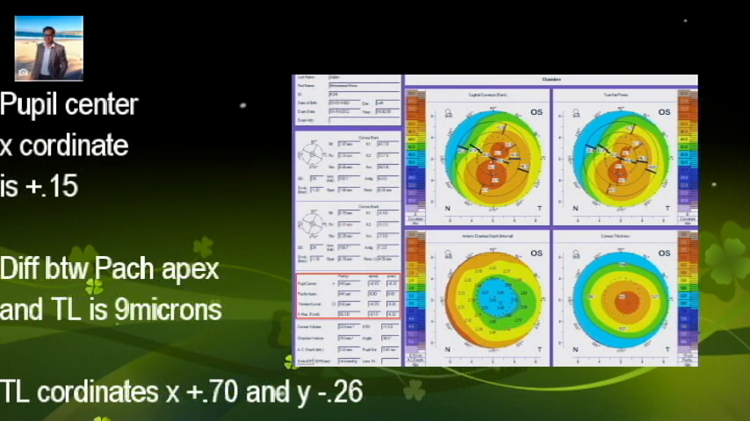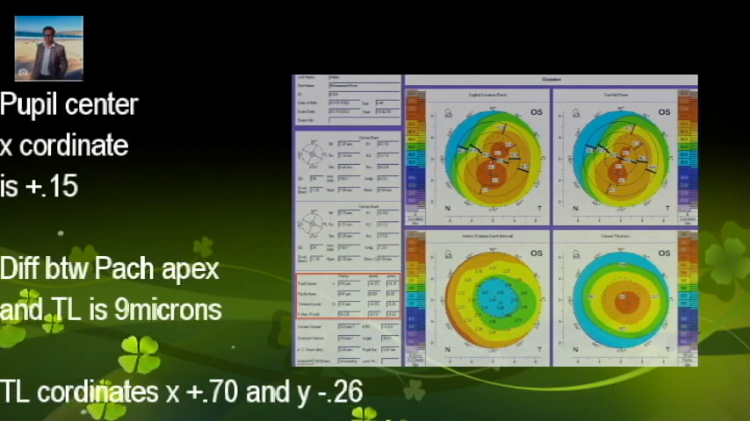The next thing that we need to look at is the thinnest location's x and y coordinates, which show whether they are offset. You can see the x coordinate is offset, displaced horizontally by more than 500 microns, which is not acceptable. Anything more than 500 microns is not acceptable. It is 0.7 over here, meaning 700 microns. Hence, we are not going to take this patient for multifocal implantation.